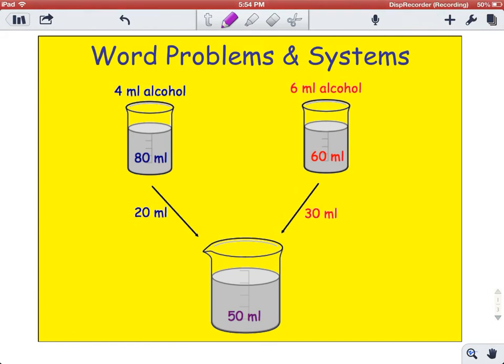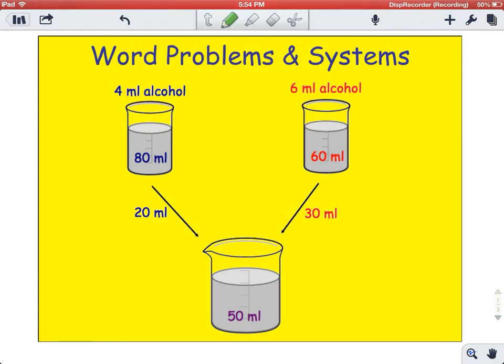Let's take a look at some mixture problems. So before we actually do a problem, let's understand what's happening here with a mixture. Let's say I have two beakers of solution. Solution means two things are mixed together. In this case, it'll just be alcohol and water.